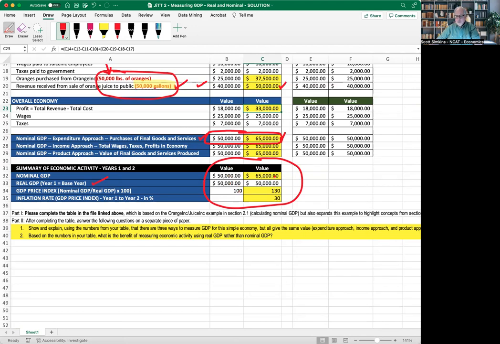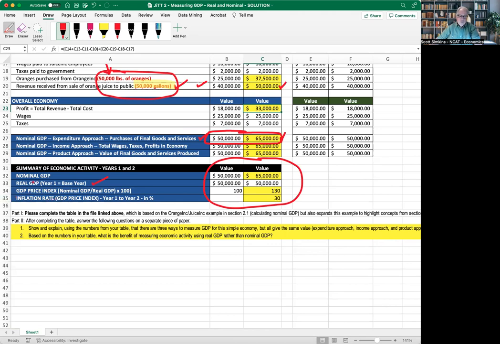For year two, we see that nominal GDP is 65,000 and real GDP is 50,000. You divide those two to get 1.3, and then times 100, it's 130. So how do we measure inflation? Inflation is the percent change in a price index from one year to the next. In this case, the price index is the GDP price index.